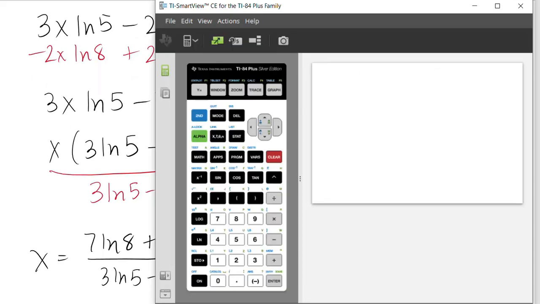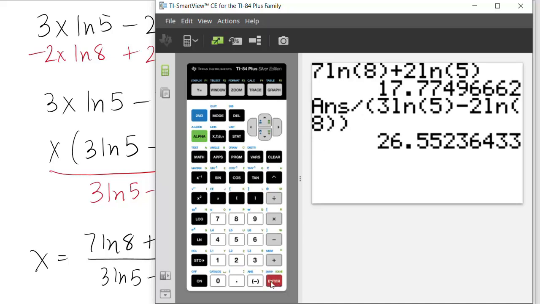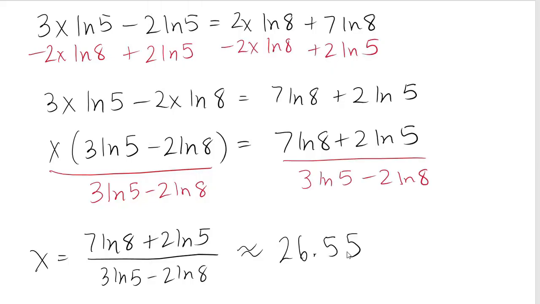I'm going to type the numerator first. 7 natural log of 8, close the parentheses, plus 2 natural log of 5, close the parentheses. Hit enter on that. And then I'm going to divide by the quantity 3 natural log of 5, close the parentheses on the 5, minus 2 natural log of 8. And we get an answer of about 26.55. Now we have our exact solution and our decimal approximation.